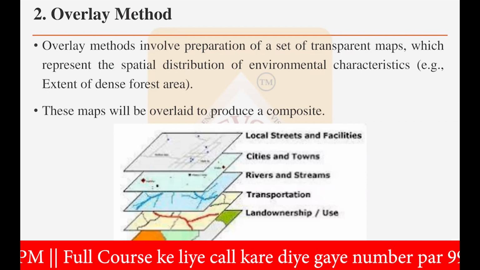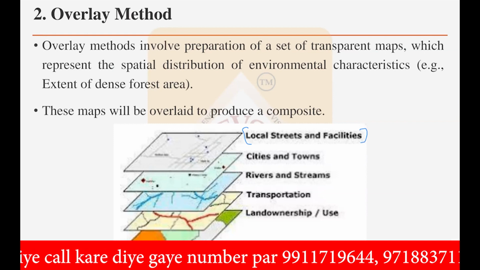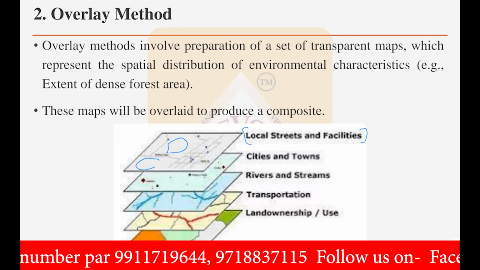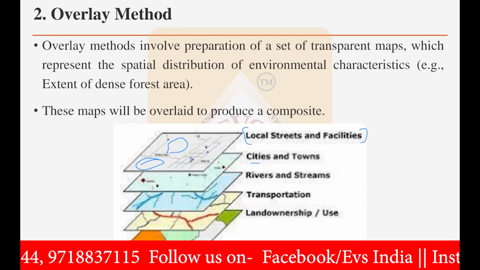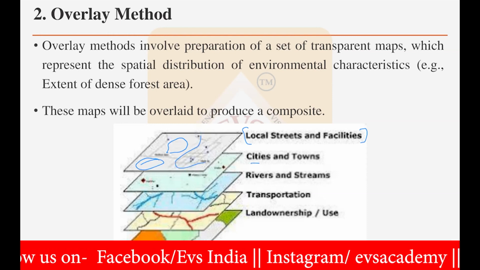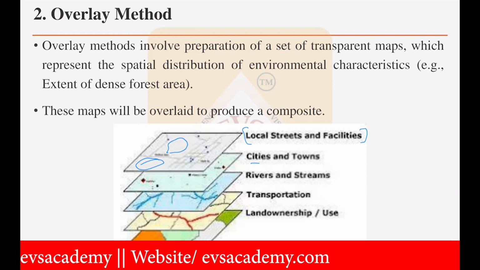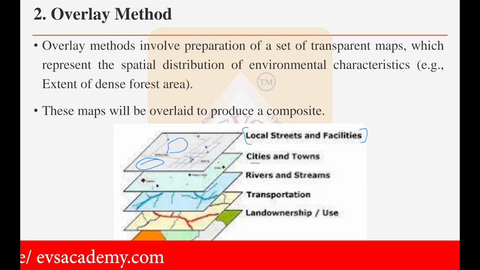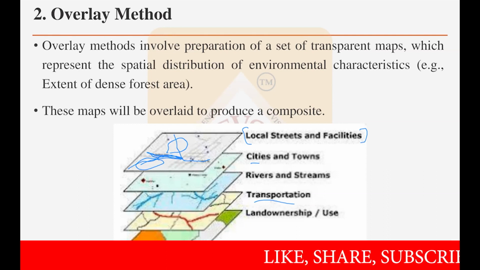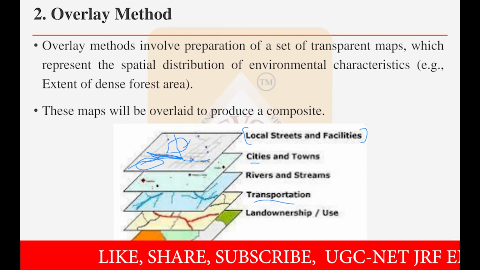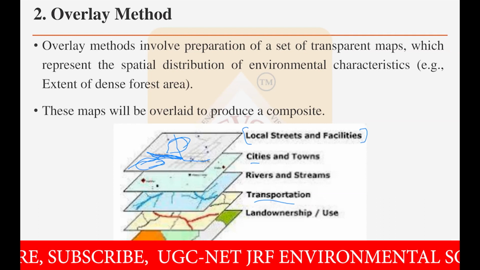This first map has the detail of the local streets and the facilities only. Here a few areas you can see do not have any local street and facility, so these are blank. Then we have the cities and towns, which would be in the areas where the local streets and facilities are there, right? Then we have rivers and streams going through this. The river can also go through the city and up to this blank area as well. So this is the rivers and streams map. Then we have the transportation map. A few roads would also go through this blank area where the city is not there. Maybe this area is forest or something where the city is not present, but a transportation road is present.